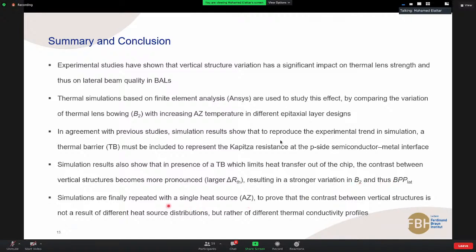And finally, we repeat the simulations with a single heat source to prove that the contrast between vertical structures is not a result of different heat source distributions, but rather different thermal conductivity profiles.